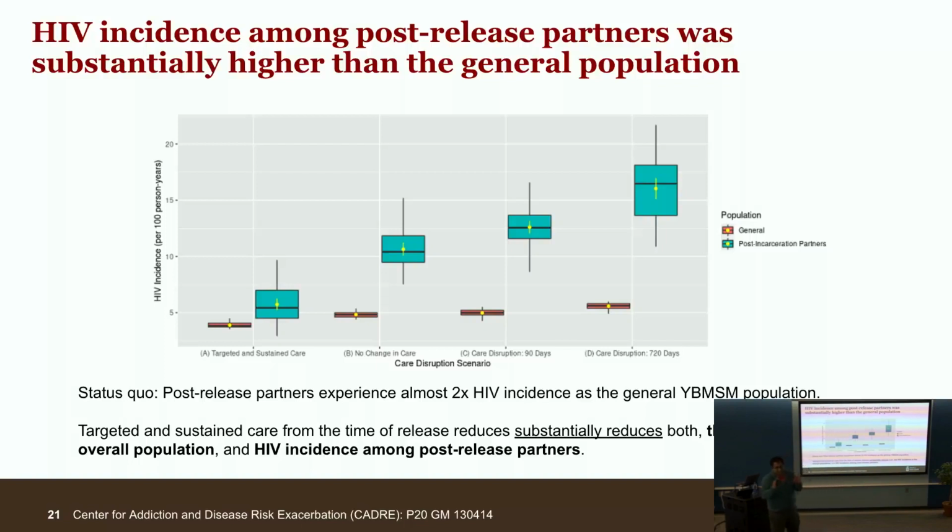under the status quo, that is the patterns of care that were observed, that people reported, HIV incidence amongst people who were partners of people coming out of jail was twice as high as other people in that already high incidence population. And the reason for that is essentially that when people come out of jail, they lose contact with the healthcare system. And once you lose contact with your healthcare system, and you're HIV infected, your viremia shoots up. And once your viremia shoots up, you're more likely to transmit to other people.